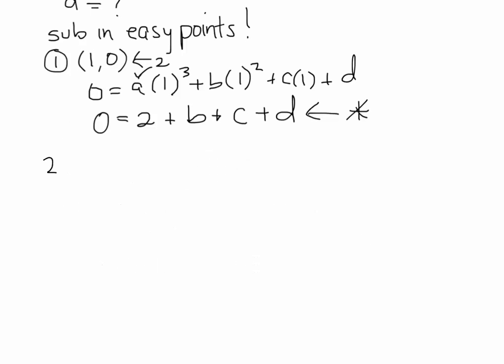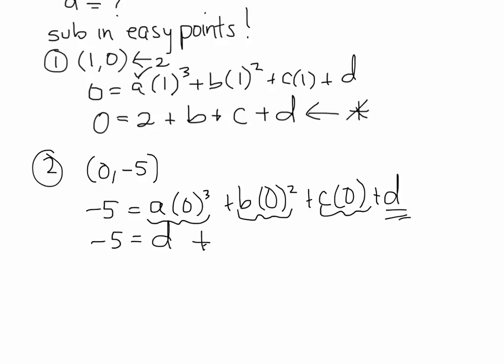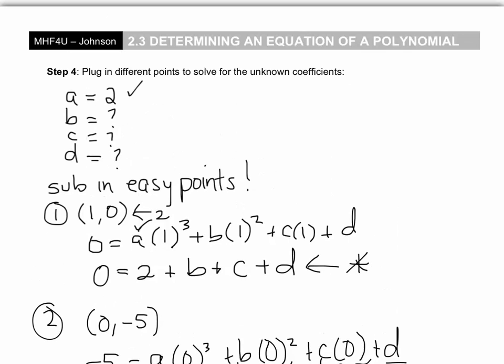A second easy point would be our other intercept, which was 0 and negative 5. Plugging that in, y is equal to negative 5 is equal to a times 0 cubed plus b times 0 squared plus c times 0 plus d. So this is a really nice equation because anything times 0 is just 0. This will be 0, this will be 0, this will be 0. We are left with just d. That means now that we know what the value of d is. It's negative 5. Coming back up to our table then, let's plug that in. We know that is now negative 5.